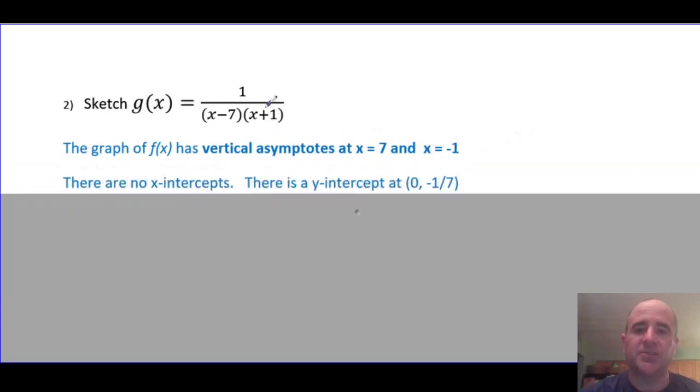There are no x-intercepts, okay? G of x can never be 0 because in order for a rational expression to be 0, the numerator must be 0 and the numerator is 1. If you do plug in x equals 0 though, you will get -1/7 as a y-intercept. So we do have a y-intercept.